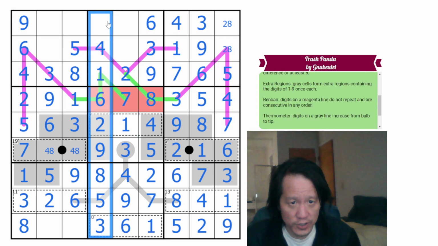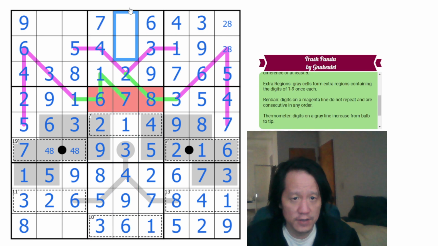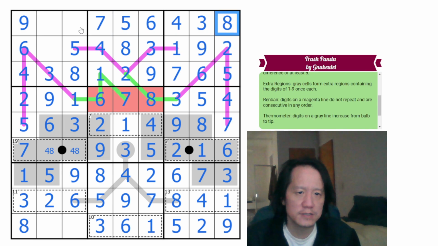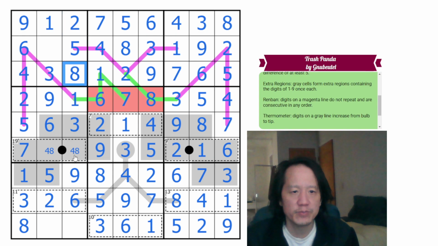What's left over here is a 7. And then these two must be 5 and 8. But this can't be 5, therefore that's an 8, which makes that 5. This 8 makes that a 2, which makes that an 8. We have 1 and 2 left over. This can't be 1, so therefore it must be a 2, which makes that 1. This 8 makes this a 4, which makes that an 8.